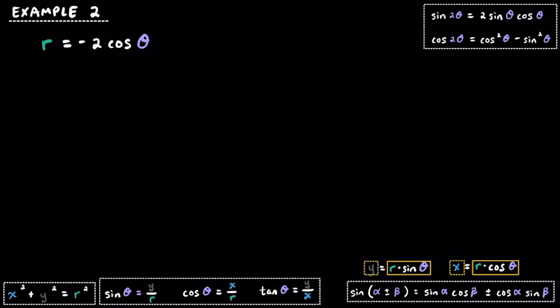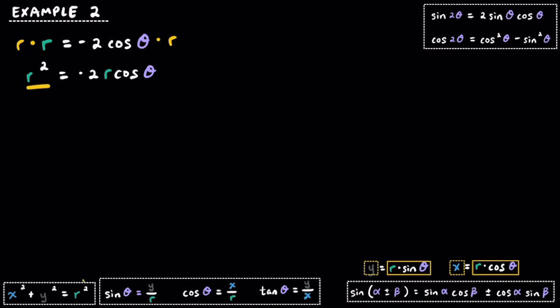For example 2, let's try the polar equation r is equal to negative 2 times cosine of theta. Just like the last example, let's start by multiplying both sides by r so we get this r squared. On the left side, we then have r squared, and this is going to be equal to negative 2 times r times cosine of theta.